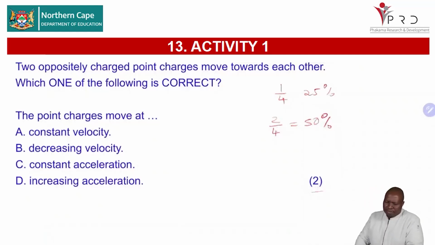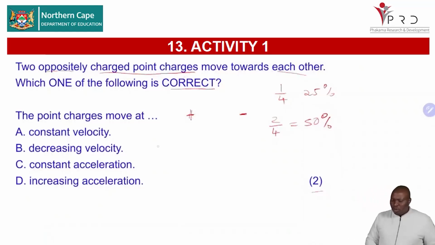This question is saying 2 oppositely charged point charges move towards each other. They move towards each other. Okay, they are opposite, so you see positive and negative. Which one of the following is correct? So we're looking for the correct answer. They're saying the point charges move at constant velocity.